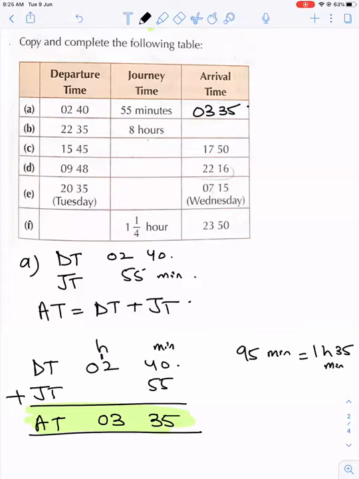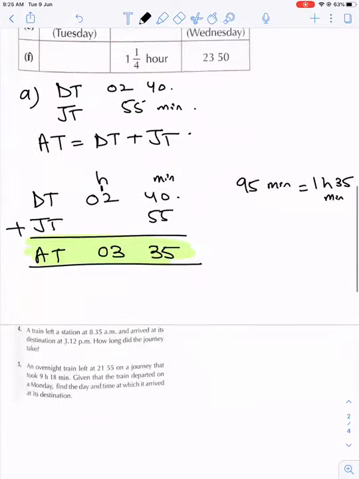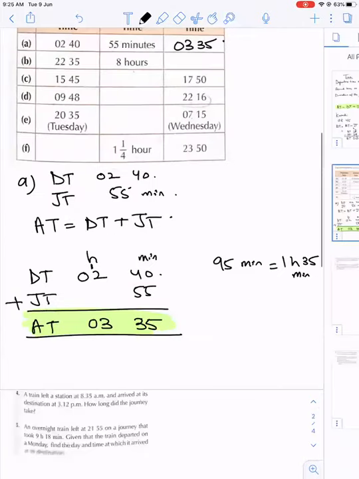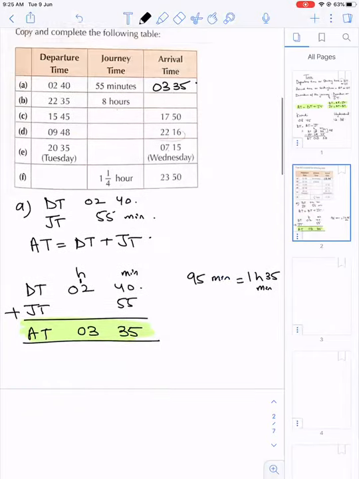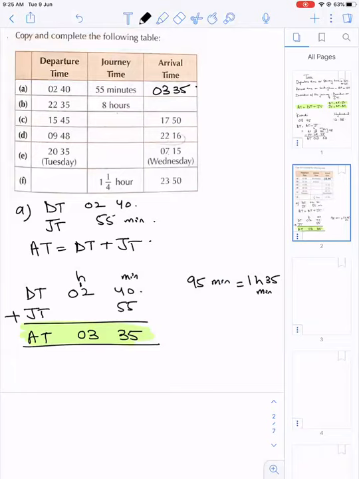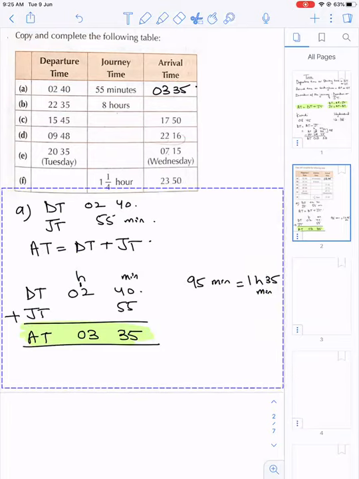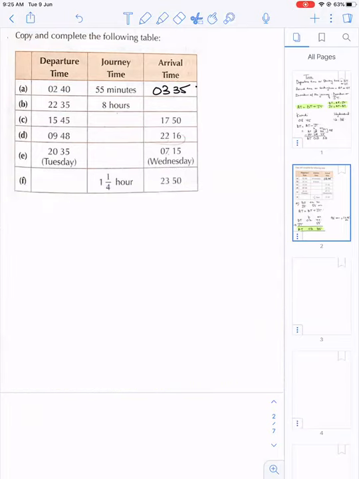I'm not doing the second question. Okay, let's do the second question also. The B part, if you notice. Okay, the B part, let's write down the data for the B part. Now let me do the B part.